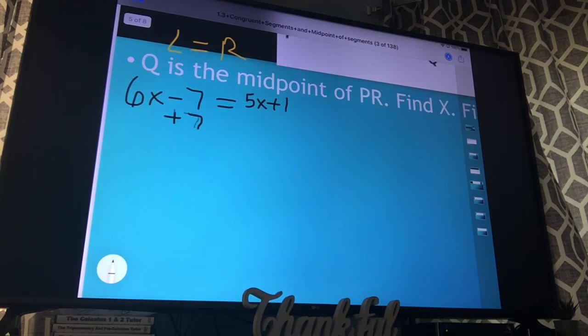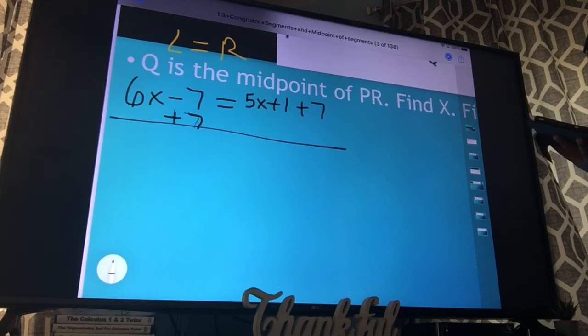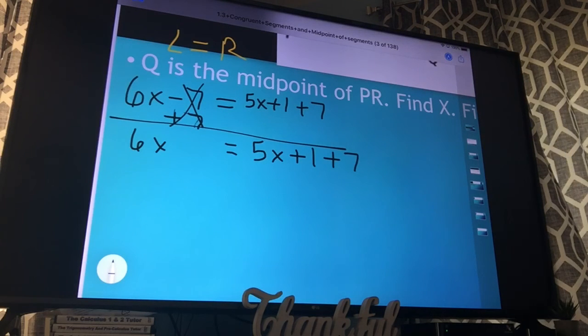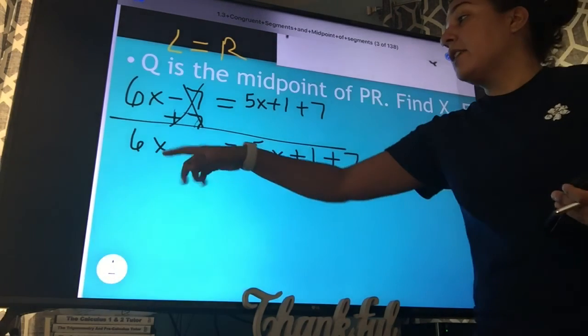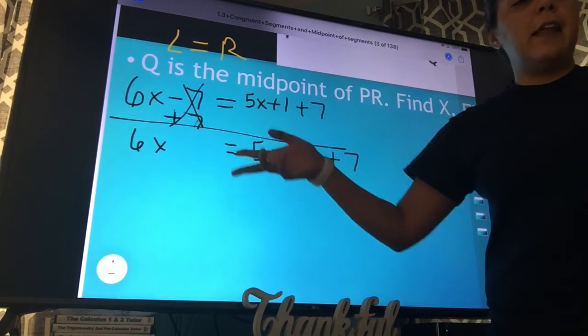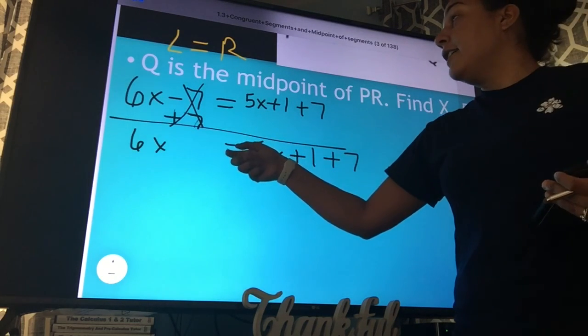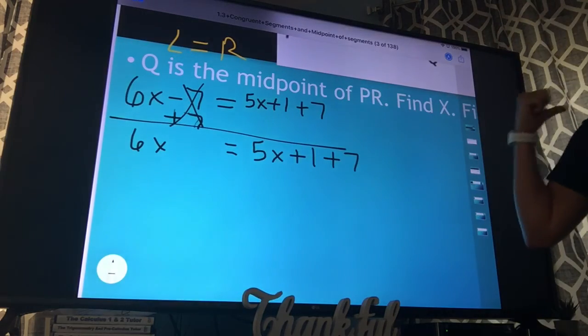If you do it to one side, you have to do it to the other side. And some of your algebra is not that great, so I would probably just write it off to the side before trying to add and subtract everything together. So now we have 6x equals 5x plus 1 plus 7. Once again, keep looking at the left side of the equal sign. I got a 6x, that's a letter, so it can stay. Now I got an equal sign, so now we're on the right side of the equals.